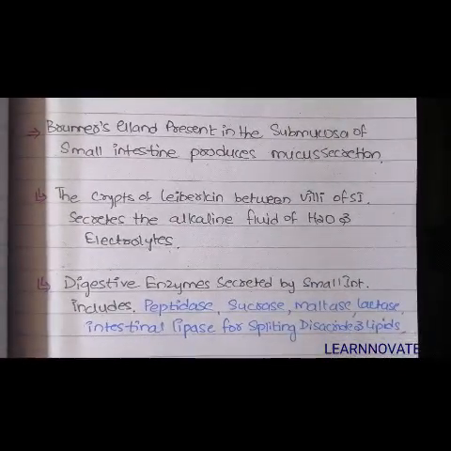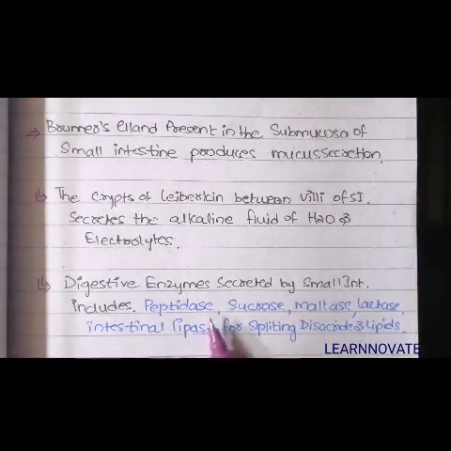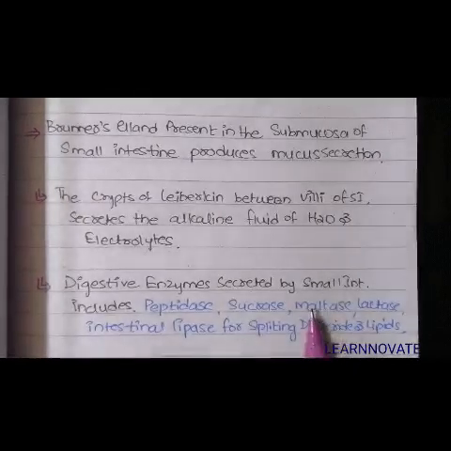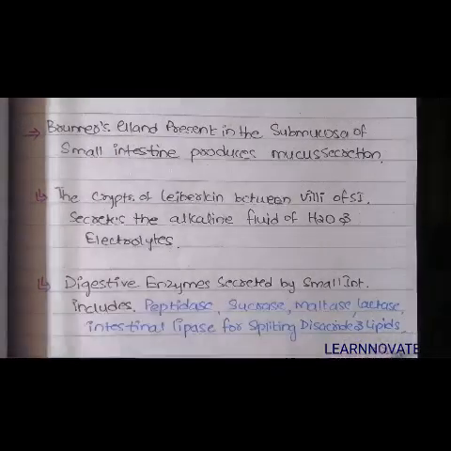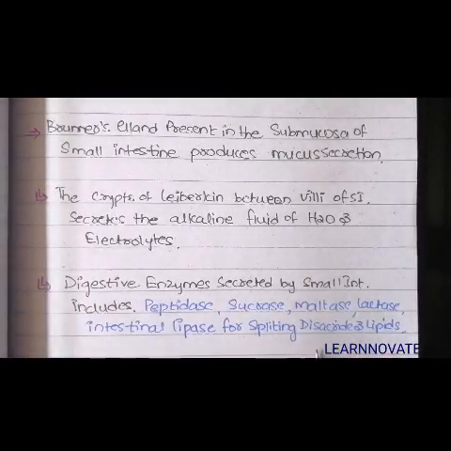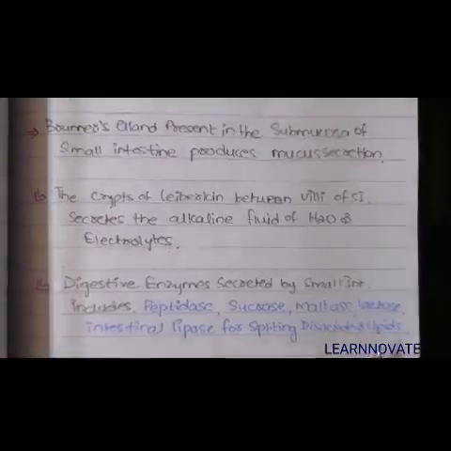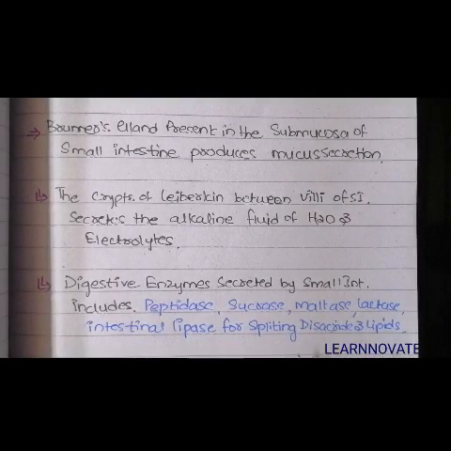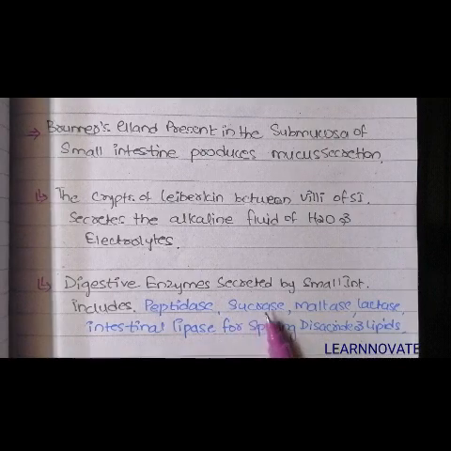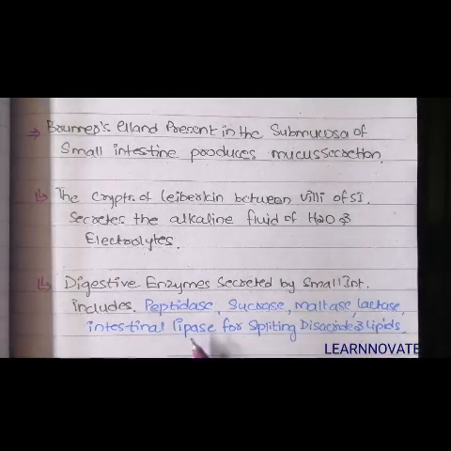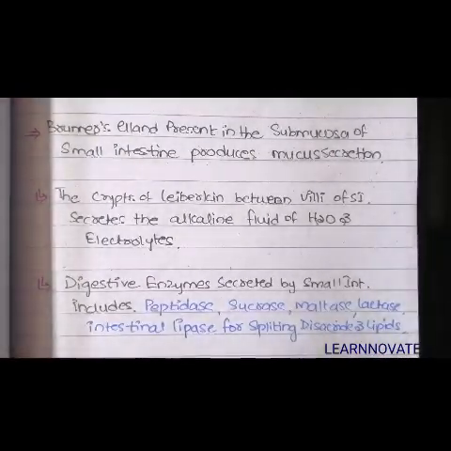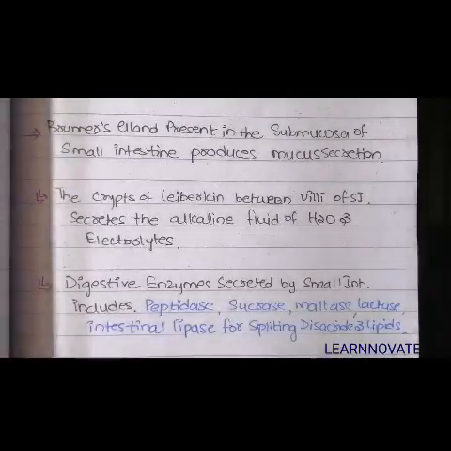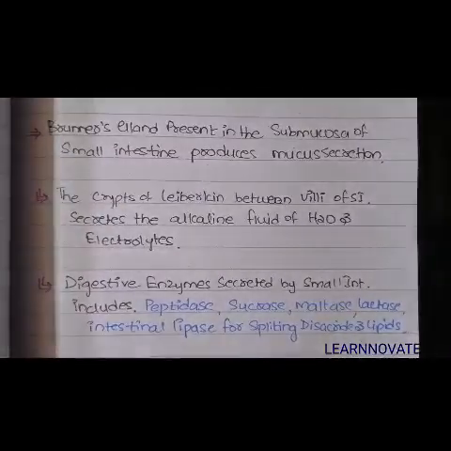The third secretion from the small intestine is the secretion of digestive enzymes. The digestive enzymes secreted by the small intestine include the peptidases, sucrases, maltases, lactases and intestinal lipase, for splitting the disaccharides and the lipids. The disaccharides are split into monosaccharides and then absorbed, while the lipids are broken down into a small number of fatty acids and then absorbed easily. So the sucrase, maltase and lactase act on sucrose, maltose and lactose, and the peptidases are important for breaking down proteins into smaller products, amino acids, to be absorbed easily. So these are the three major secretory products from the small intestine.